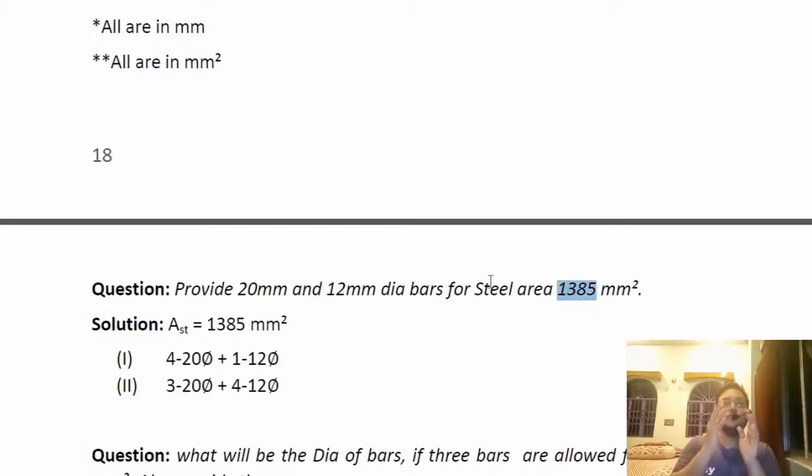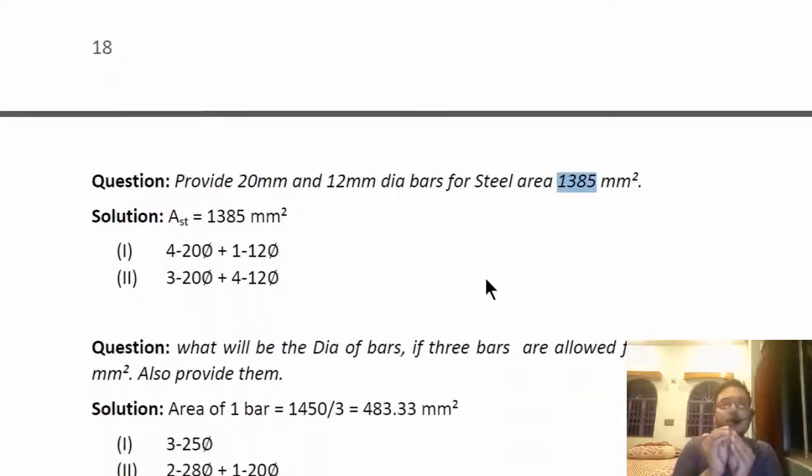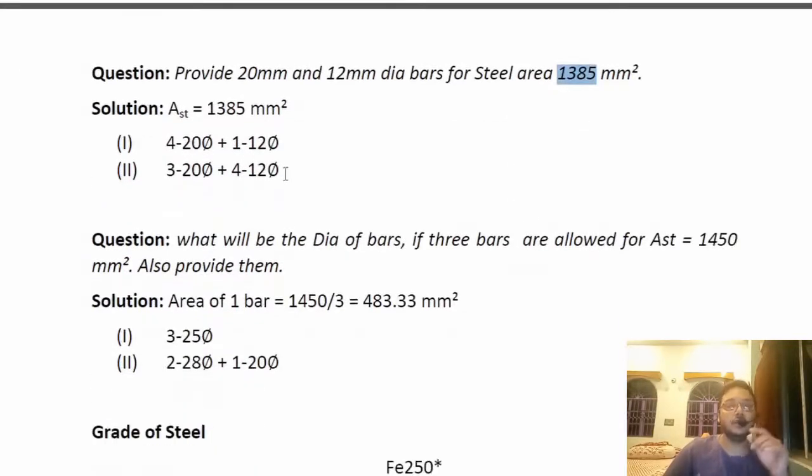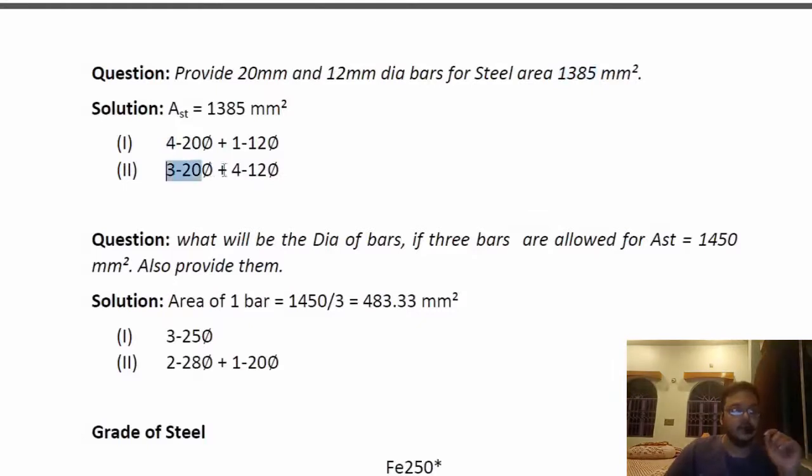And try to provide an area which is either equal to or just less than the area given in the question. Not very much less, but just less or equal to it, and don't try to provide a value which is very high for this particular steel. So these are the two possible ways. First is this one, second is 3 20 dia bars and 4 12 dia bars, and if you calculate their individual areas and sum them up, you will get somewhere around 1385 mm square. I don't exactly remember the values which I had calculated, but it will be somewhat closer.